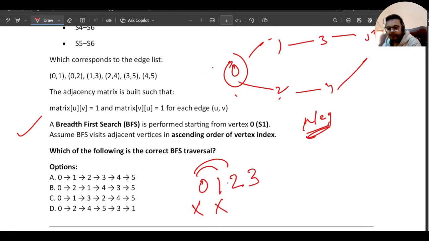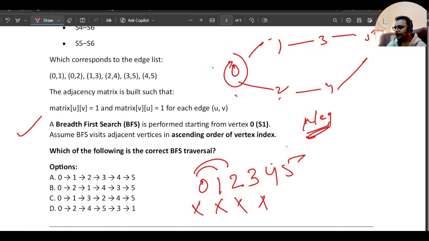Now we will again move forward. 2, what is the neighbor of 2? 4. Is there any other neighbor of 2? No. So 2 is also explored. So 2 is done. Now we have 3. What is the neighbor of 3? It's 5. Any other neighbor? No. So 3 is also discovered.